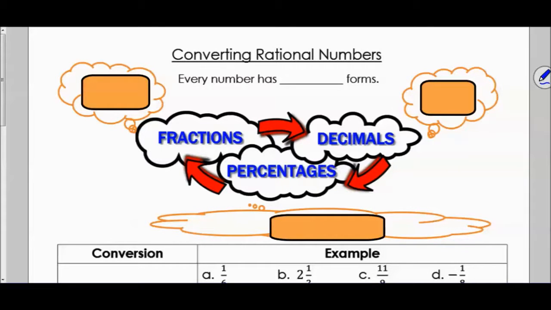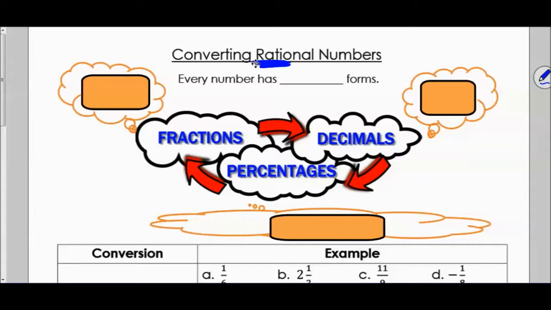Alright, so here we're going to be talking about converting rational numbers. A rational number is really just a fraction. Anything that can be written as a ratio is a rational number. This includes fractions, decimals, and percents. Really the important thing is that all three of those are representing the same exact thing. A fraction, a decimal, and a percent is just a different way to write the exact same value.